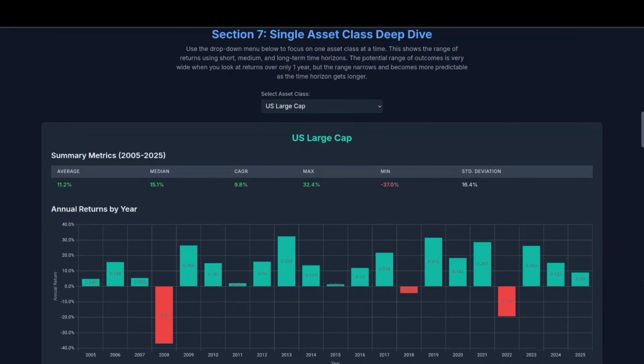I did a kind of deep dive into single asset classes and what happened over that time period. Again, I just want to focus on the two crucial, and I picked the US large cap deliberately because it's easier to demonstrate this. Over this time period, the median is around 15%, the average around 11%, and the CAGR, as I said, is around 10%. The max we can see is 32 and a bit percent, but the worst is around 37%.